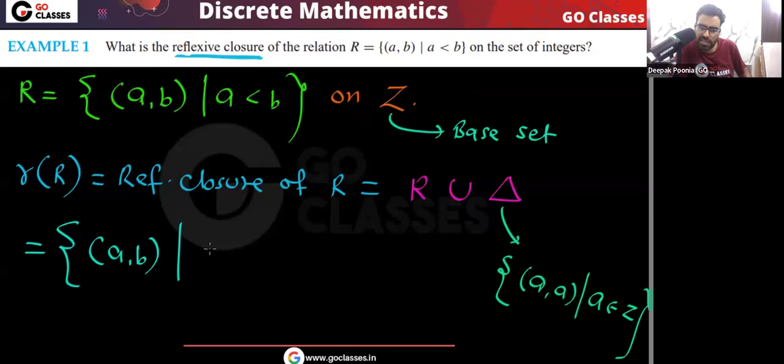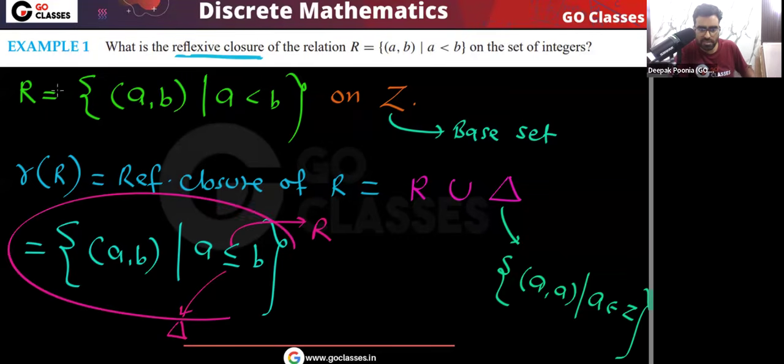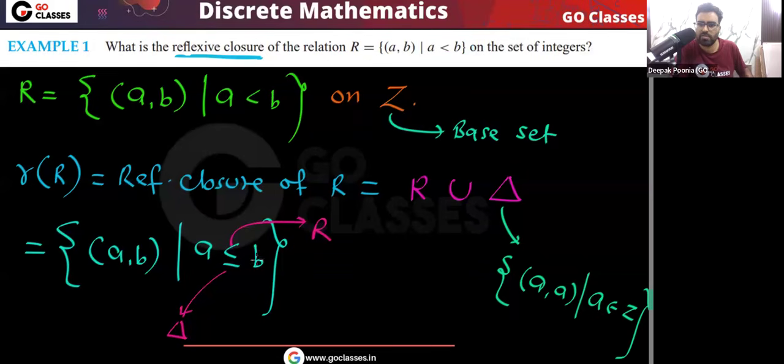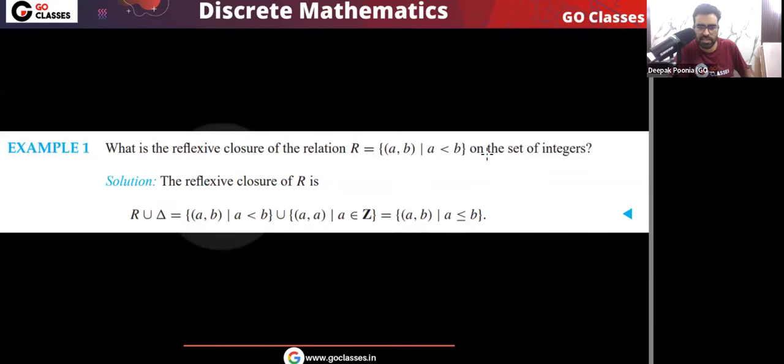So finally we will get (a, b) such that a is less than or equal to b. Yes or no? This equal is coming because of the identity relation, and this less than is coming because of R, and we are basically taking their union. So finally it will be pairs (a, b) such that a is less than or equal to b. This is the reflexive closure. Is this clear? This relation is the reflexive closure of the given relation. I hope you understood. You can read the explanation here.